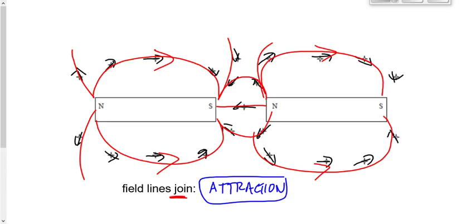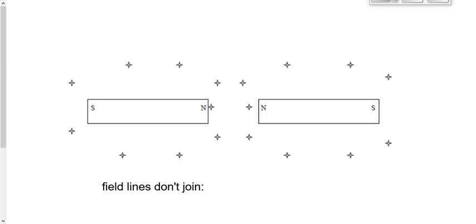All you need to do is look at the diagram and remember two things. A, if the field lines join up, then we get a force of attraction. Should we get attraction here? Yeah, north against south, they attract each other, right? The field lines should be joining up. And the other thing to remember is that the field lines go away from the north and they go toward the south.